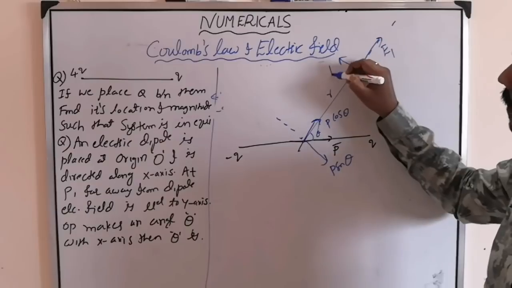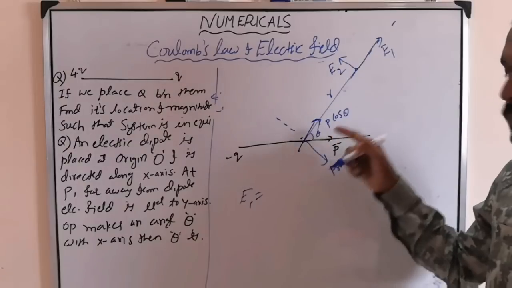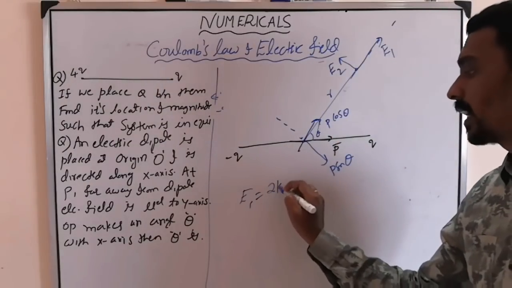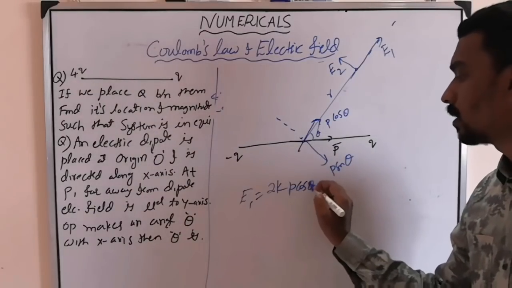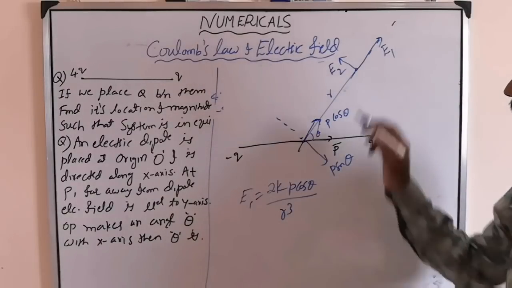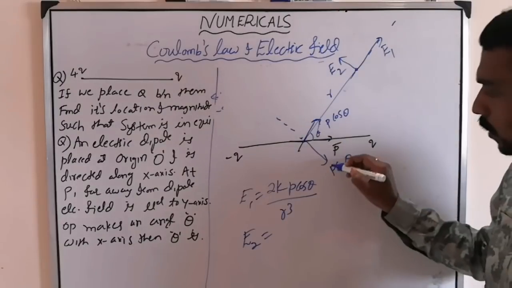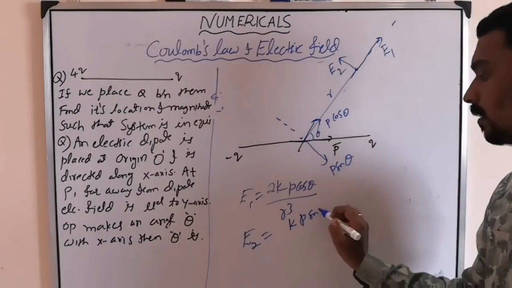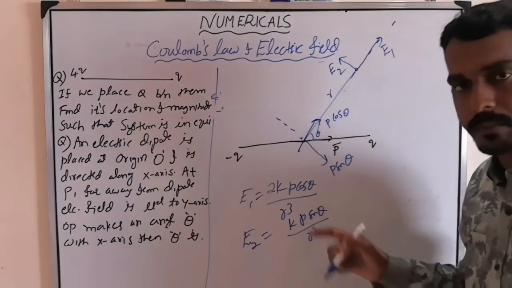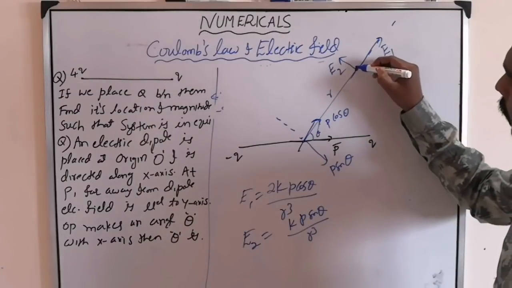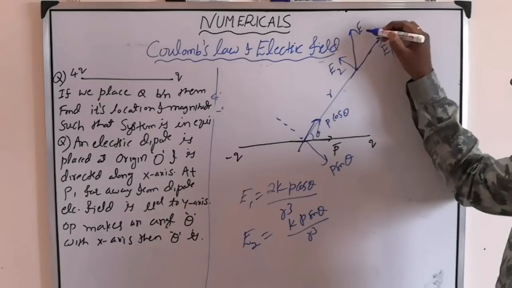So if you take this as E1 and this as E2, then E1 is the field due to this dipole on the axial line, so 2kp, where p is P cos theta, by r cube. Then E2 is due to this dipole on the equatorial line, kp by r cube, where p is P sin theta. And the resultant field will be somewhere in between them, at any random point. Let's take it at an angle theta.